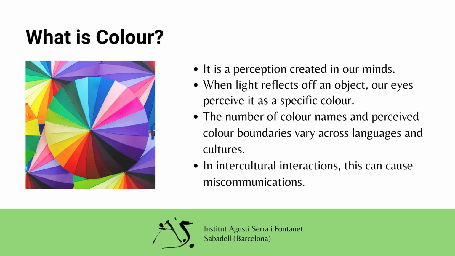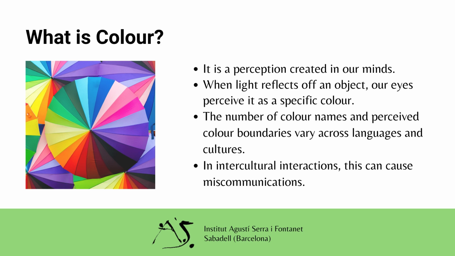Color is not something that exists on its own. It is a perception created in our minds. The thing that allows us to see color is light. When light reflects off an object, our eyes perceive it as a specific color.